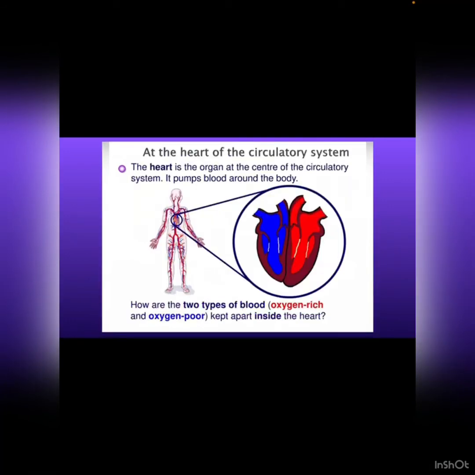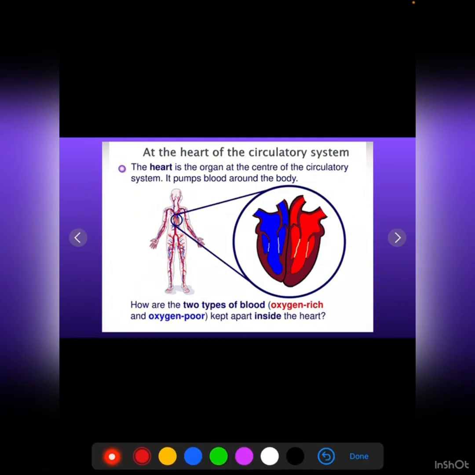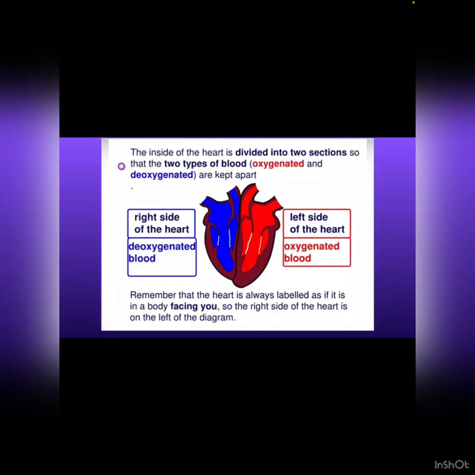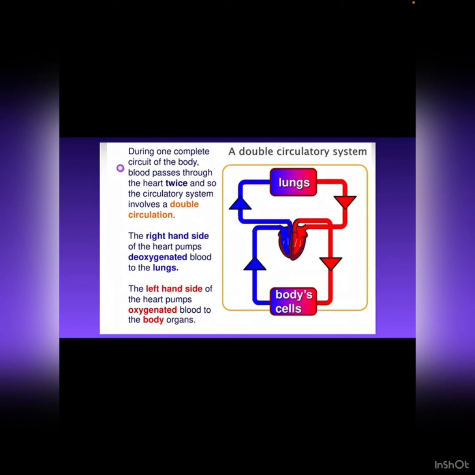Heart is an organ which is located at the center of our circulatory system and it pumps blood all around the body. There are two types of blood: oxygenated and deoxygenated. The left side of the heart carries oxygenated blood and the right side of the heart carries deoxygenated blood. And during one complete cycle, the blood passes through the heart twice, so the circulatory system involves a double circulation.